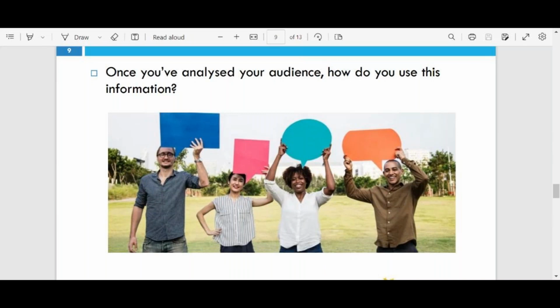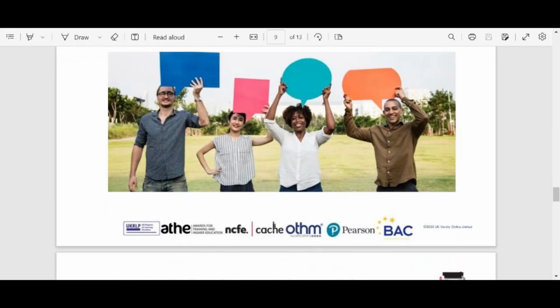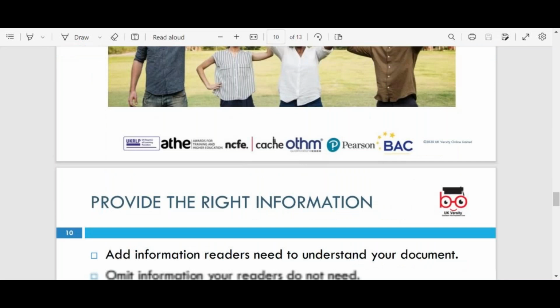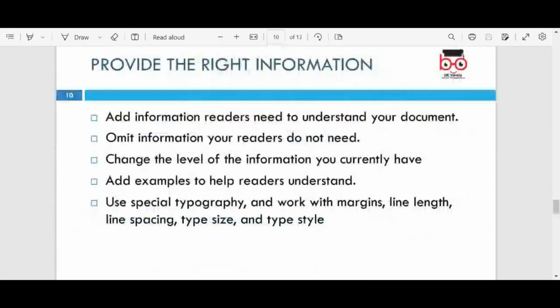And you would be analyzing that audience, wouldn't you? You would be focusing your oral skills on that audience and trying to get that audience to buy the brand or the drink. Yes. So provide the right information. Add information readers need to understand your document. Omit information your readers do not need.